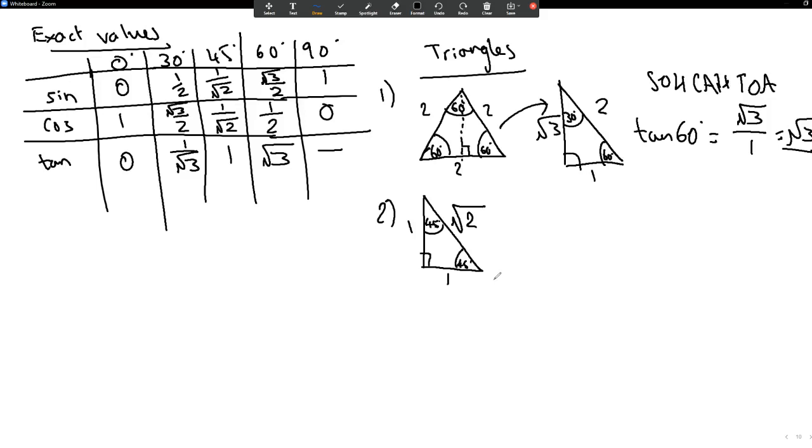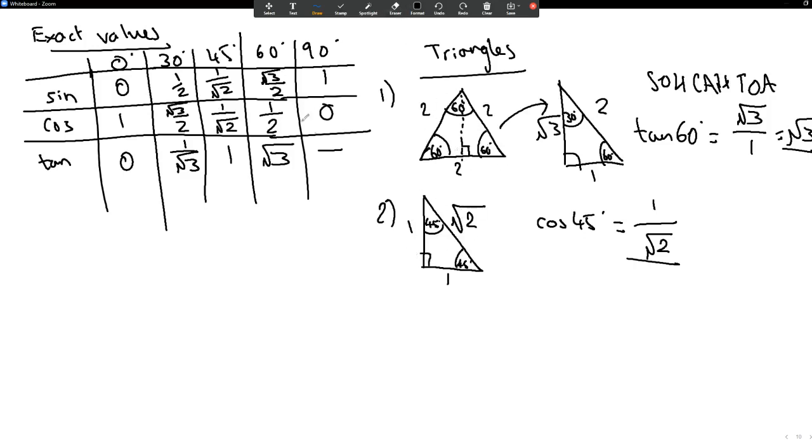So for example, let's figure out cos 45. That's going to be SOHCAH, so it's going to be adjacent. We can use any angle really, and we get 1 over the hypotenuse, which is root 2. And see, we get this exact value. So you can use these two triangles to figure these out.